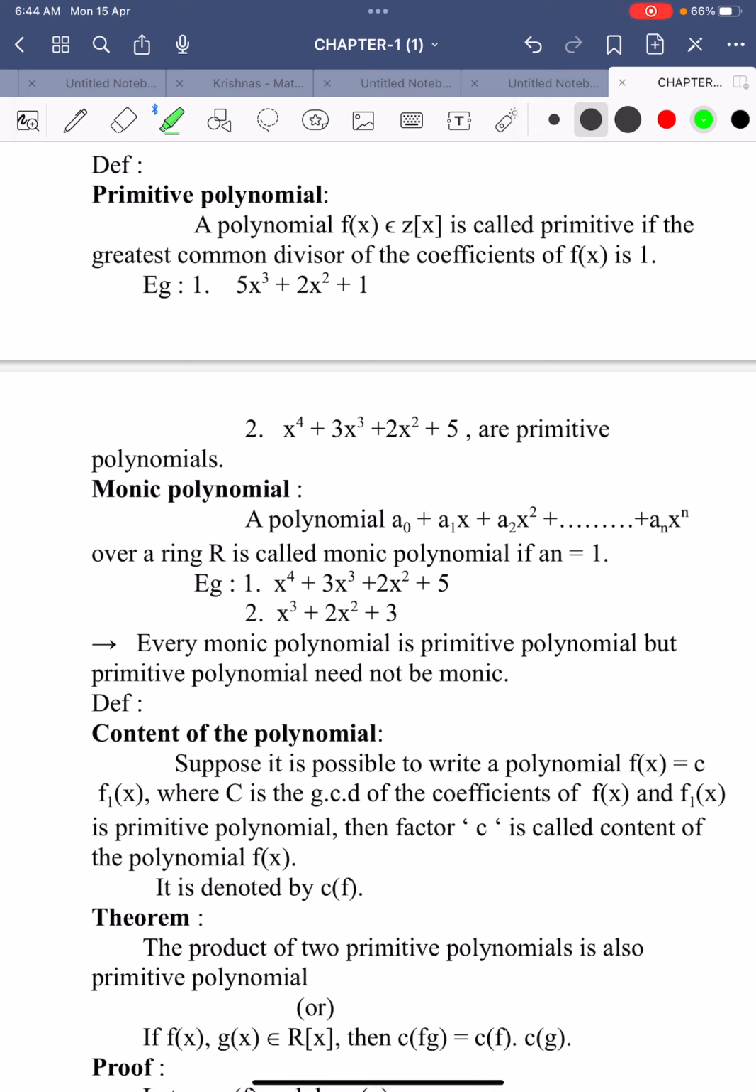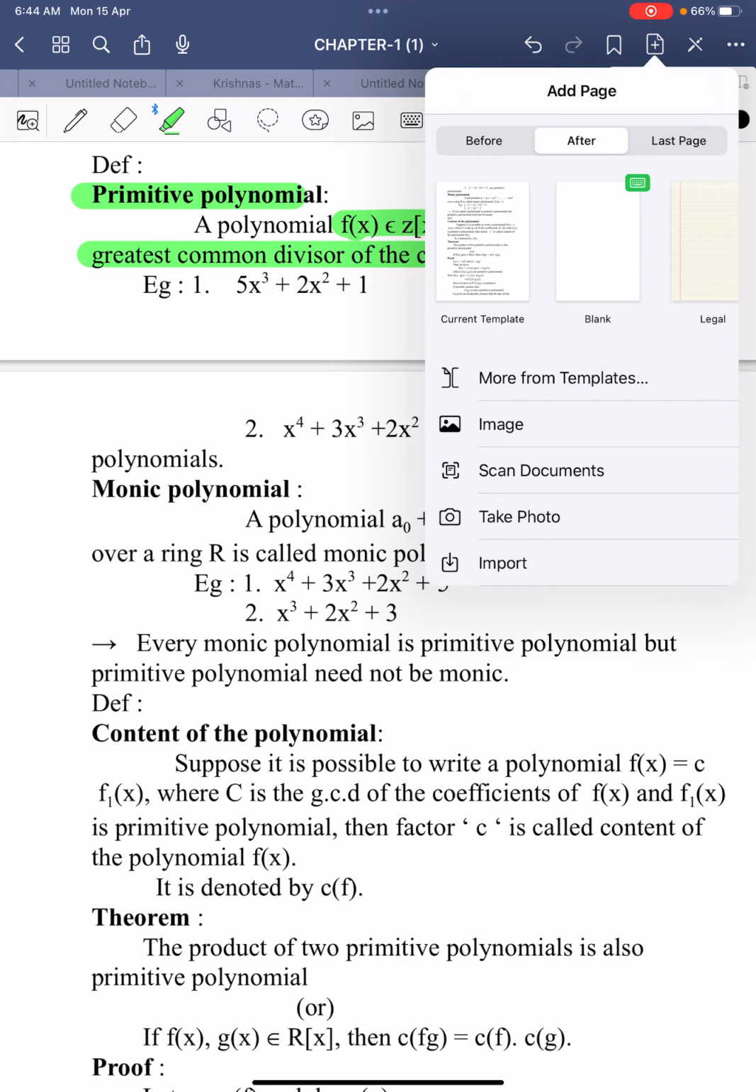So next we will learn one very important definition, primitive polynomial. A polynomial f of x belonging to Z of x is called a primitive polynomial if the greatest common divisor of the coefficients of f of x is 1. So, primitive polynomial.